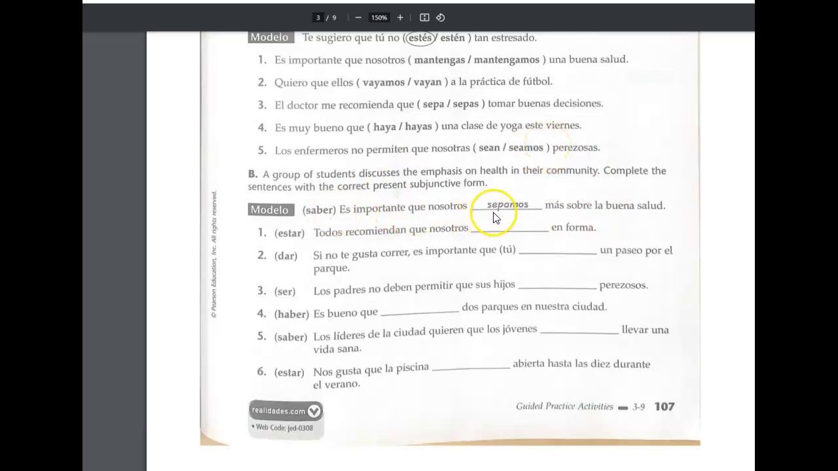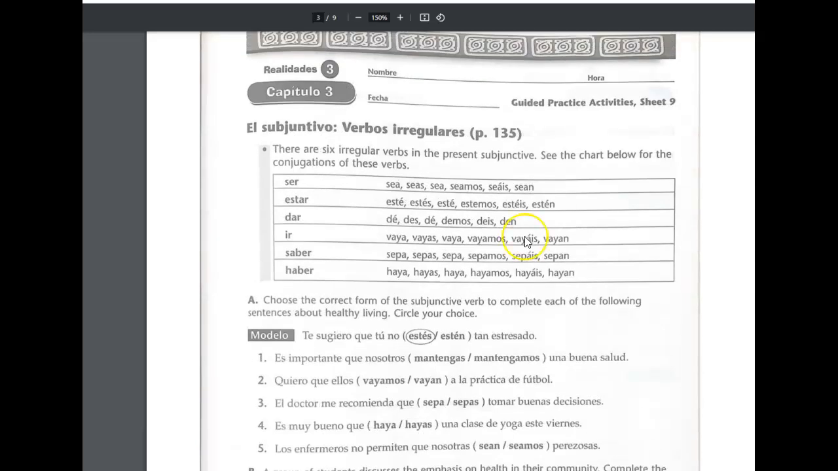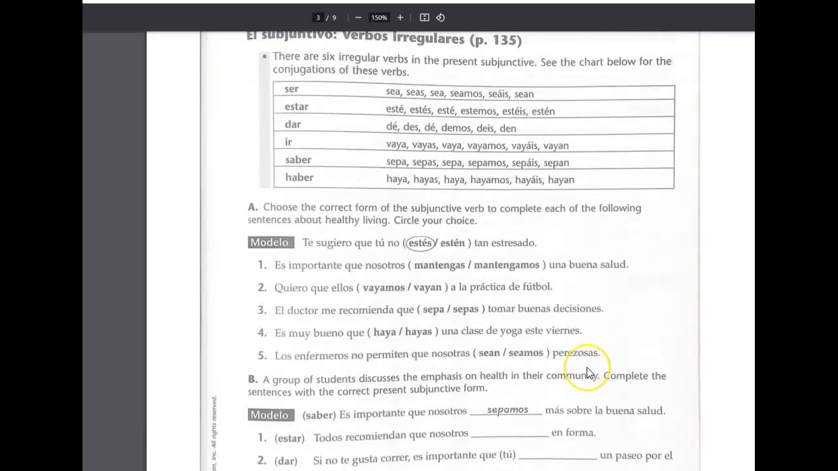Es importante que nosotros sepamos más sobre la buena salud. It's important that we know more about good health. Todos recomiendan que nosotros mantengamos en buena forma. You could use ser, seamos, be, or estemos, actually, to be in good shape, or mantener. I don't know why mantener isn't up here. That's to maintain. So either mantengamos or estemos, to maintain or to be in good shape.